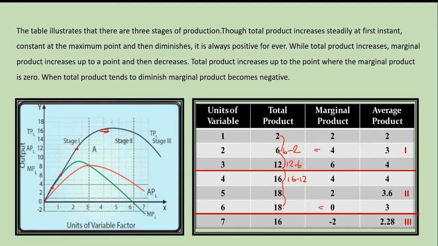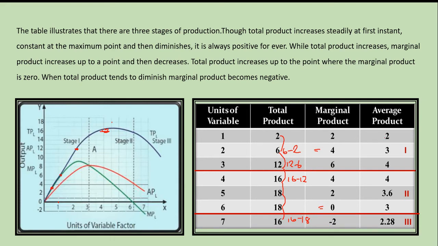Next, what happens here? It is 16 minus 18. So, 18 is greater, so you put the minus sign, -2. This is how you calculate the marginal product.